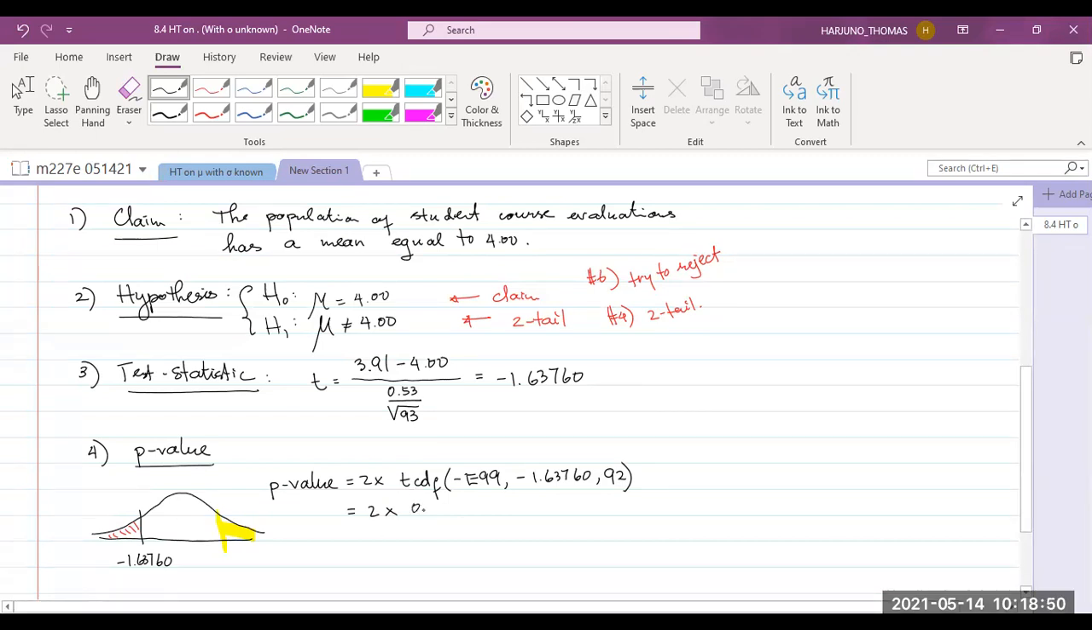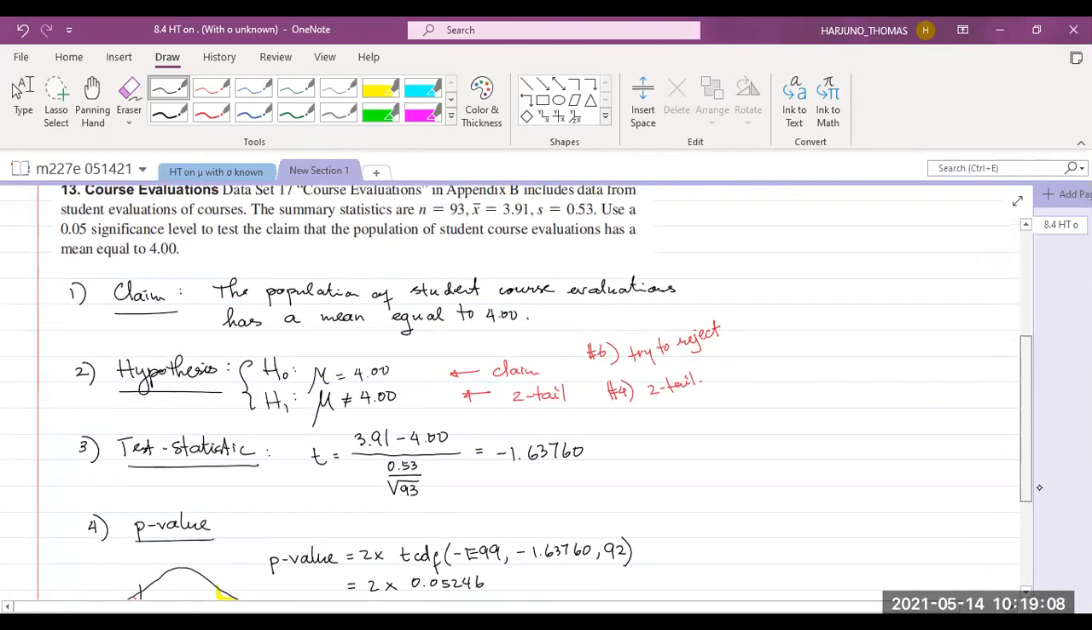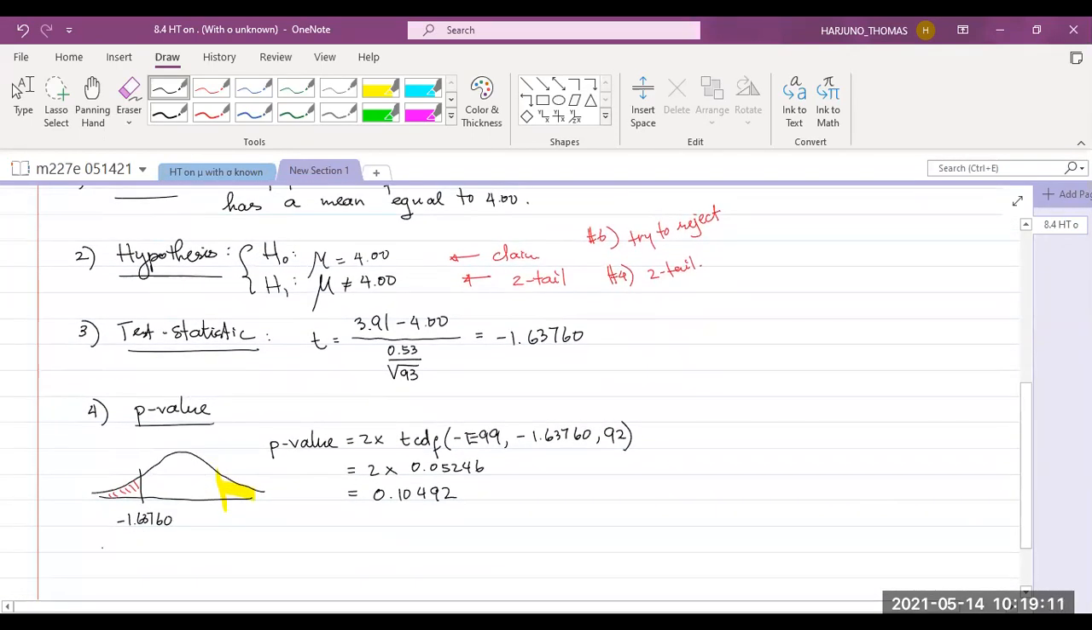I get 0.05246, multiplied by 2. I get 0.10492, which is greater than alpha. Our alpha is 5%, right? Our alpha is 5%. So step 5, informal conclusion: fail to reject the null hypothesis.